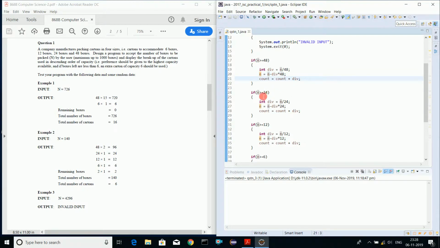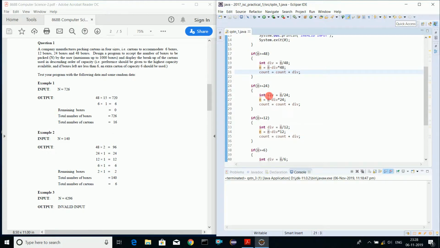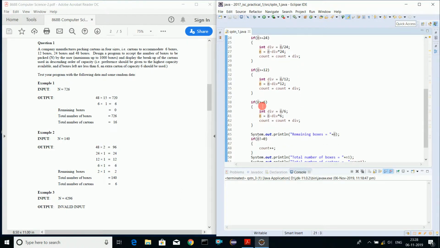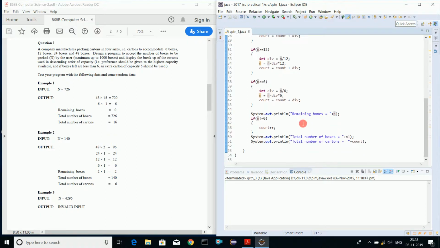Now here the question is, is 6 greater than or equal to 24? No, so this will not be executed. Is 6 greater than or equal to 12? No. Is 6 greater than or equal to 6? Yes, 6 is equal to 6, so it will come inside. The dividend will be 6 divided by 6, that is 1. Now n equals 6 minus 1 into 6, that is 0. N will be 0, and as dividend we got 6 divided by 6 equals 1, so it will be 15 plus 1, 16. We'll come outside and print the total remaining boxes.